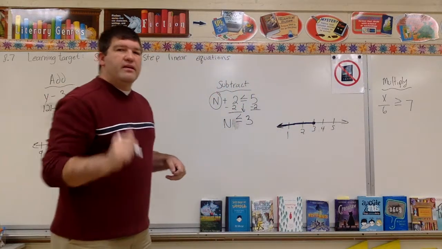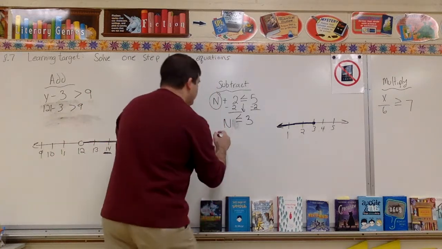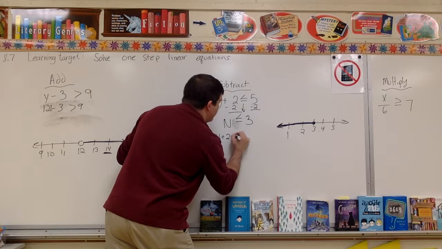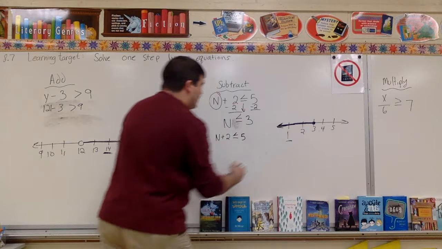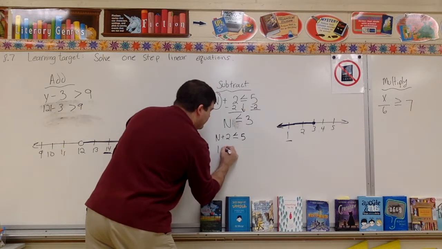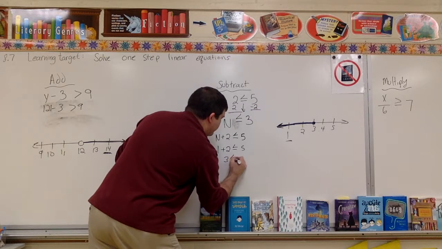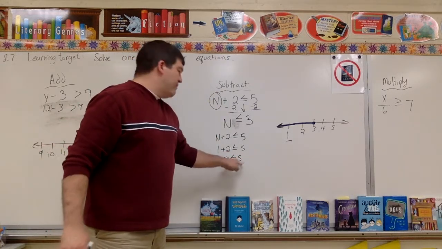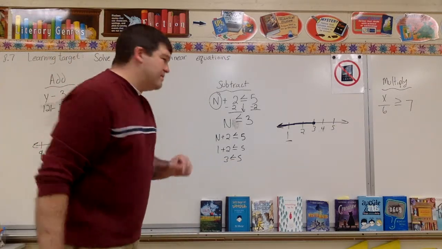Okay? Now I'm going to check it. I always like to check. So I go back to my original problem, n plus 2 less than or equal to 5. I'm going to pick 1 here. 1 plus 2 less than or equal to 5. That's 3. Is 3 less than or equal to 5? Yeah, it's less than. So because it's less than, it works.